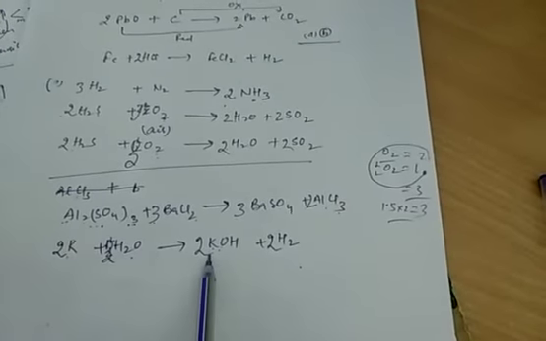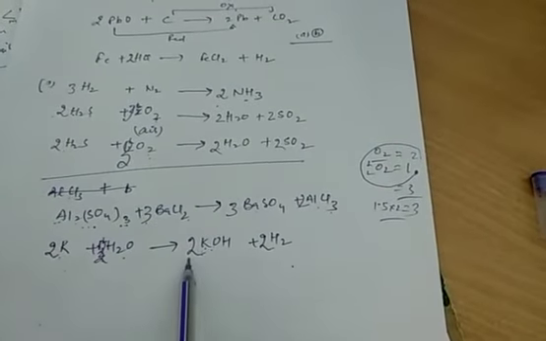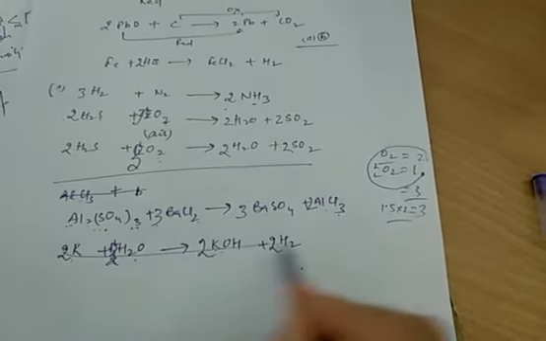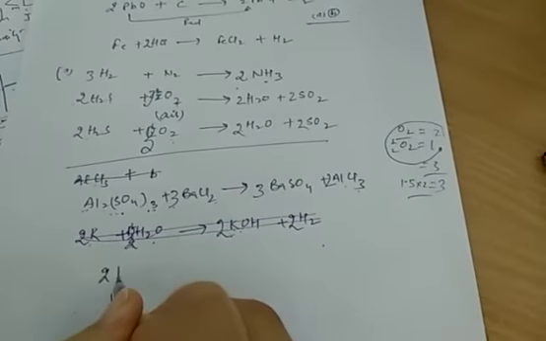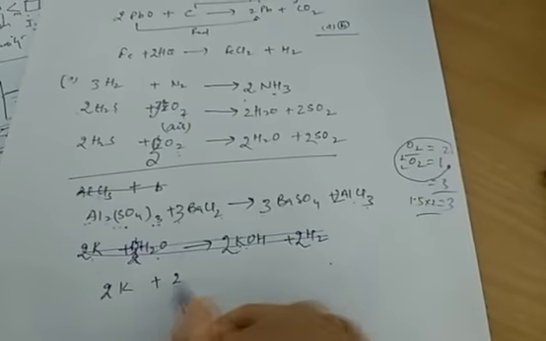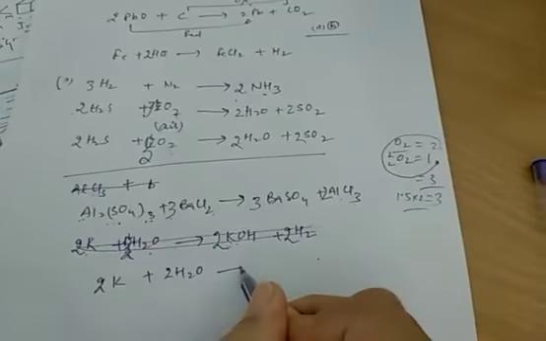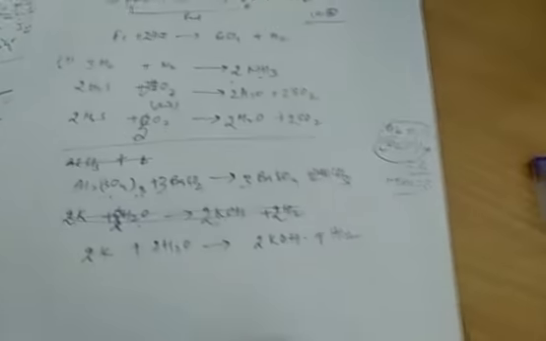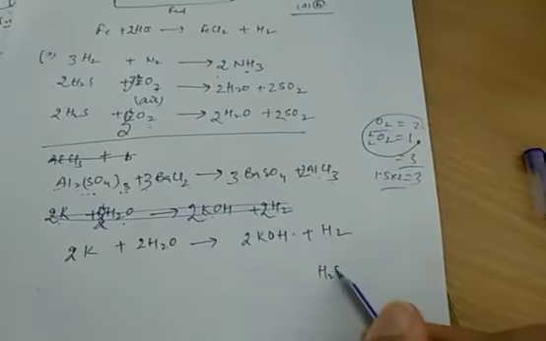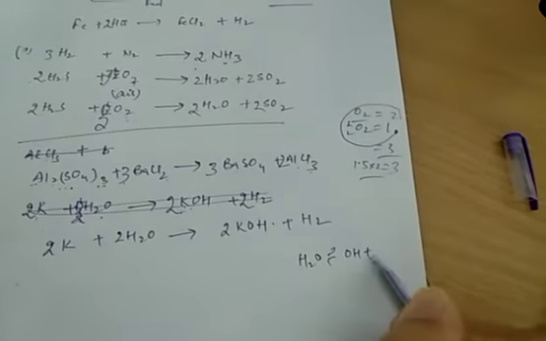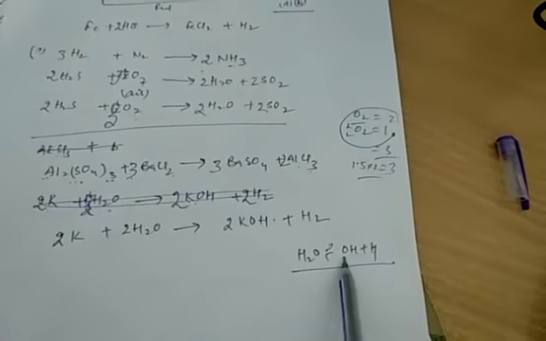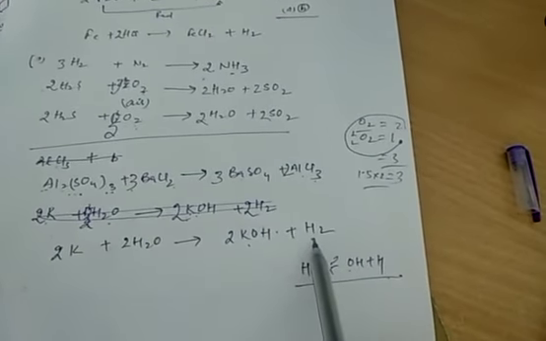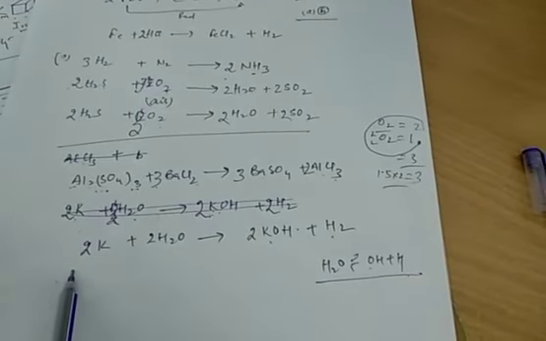So 2K, 3 oxygen, no need to do like that. 2K plus 2H2O changes into 2KOH plus H2. You do that in this way. 1 H2O gives OH plus H, right? 1 OH plus 1 H. So OH to this one, H to this one. So to get 2 hydrogen, you have to multiply the whole equation with 2.